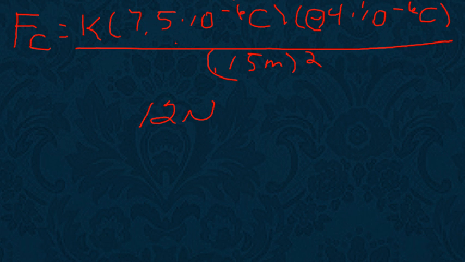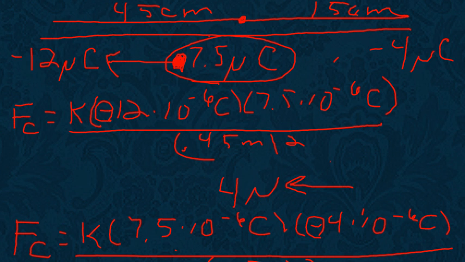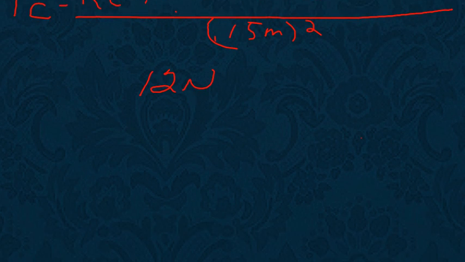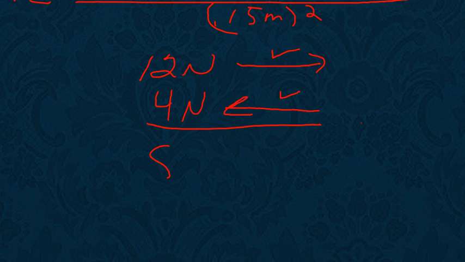But again, what's important to me is exactly which direction does that attractive negative force represent. There's my target charge. He would get attracted that direction. So my 12 Newton force is in that direction. I have a 12 Newton force in this direction. I have a 4 Newton force in that direction. Net force on the 7.5 microcoulomb charge, 8 newtons.